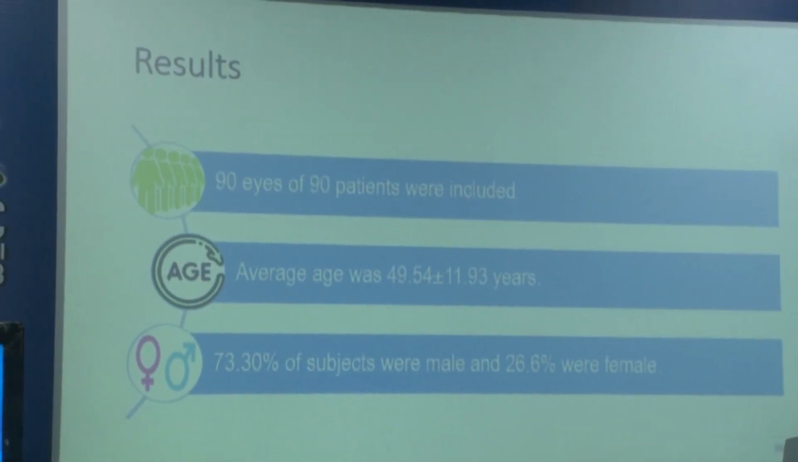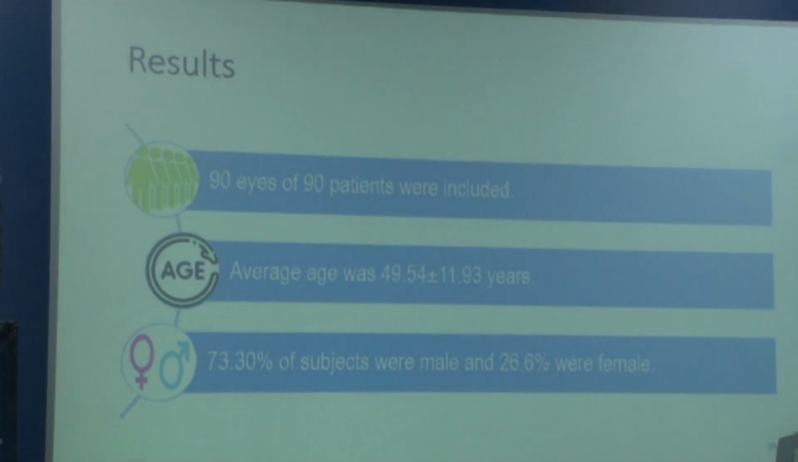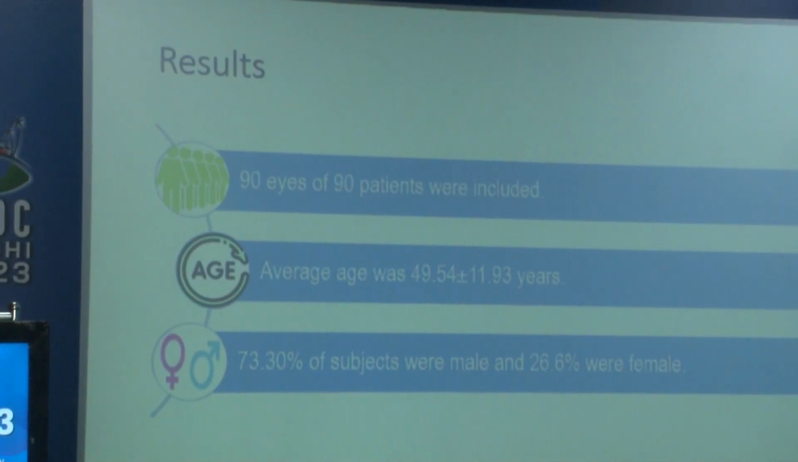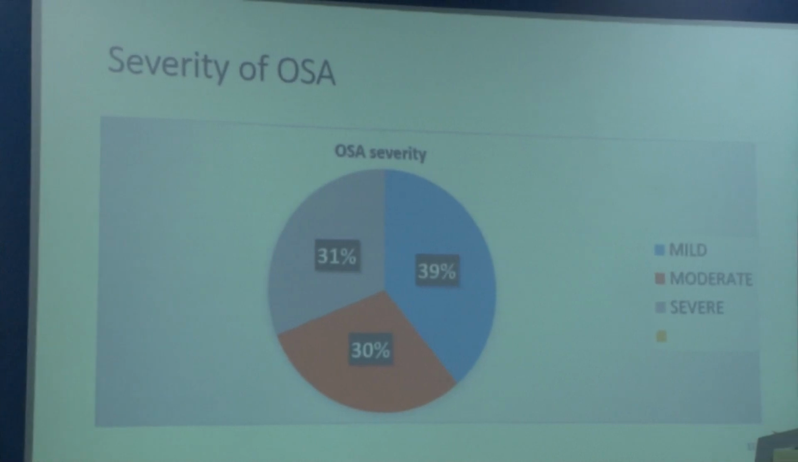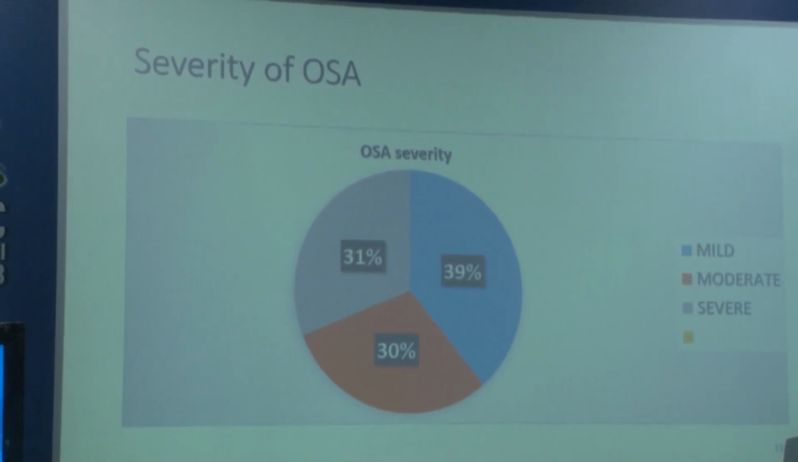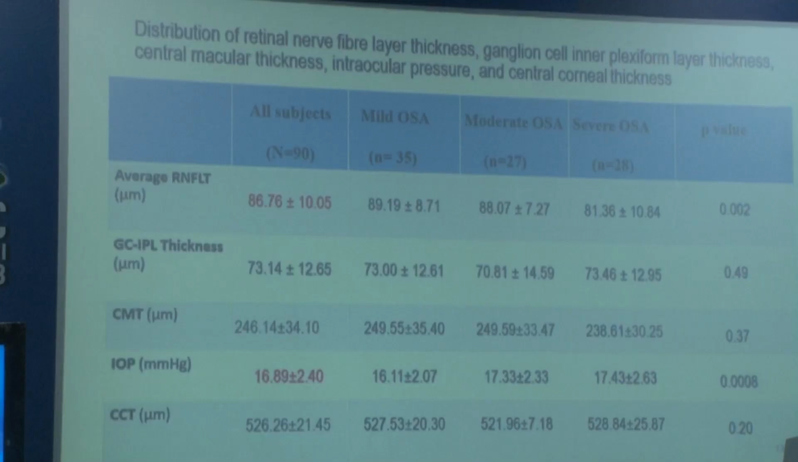So 90 eyes of 90 patients were included, and the average age was close to 50 years. About 1/4 of the study participants were of the female gender. As far as the severity goes, 39% were mild OSA, 30% moderate, and 31% were severe OSA.